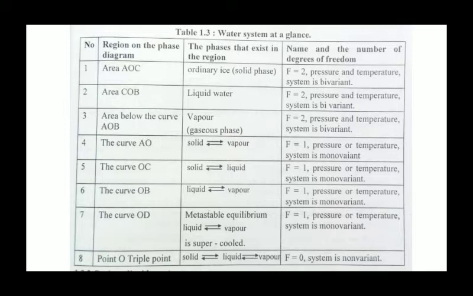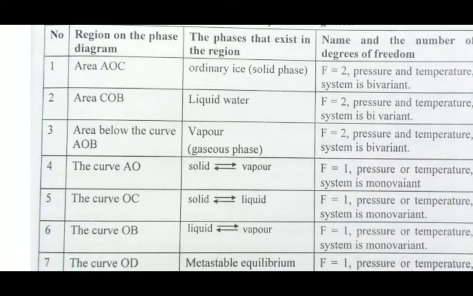See here, this curve indicates that in the area AOC, ordinary ice is obtained. The phase that exists in this region is ordinary ice, and the number of degrees of freedom F is equal to 2. Area COB, here liquid water exists, and again the degree of freedom F is equal to 2. Area below the curve AOB, vapor exists, and the degree of freedom is 2, pressure and temperature.